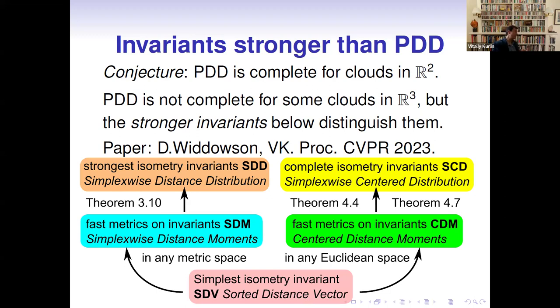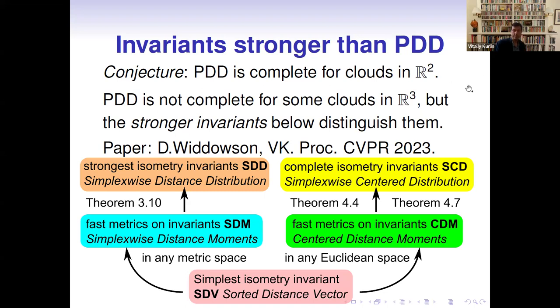But we know that it is not complete in three-dimensional space. So three-dimensional space is larger. There are basically more opportunities to arrange points to get equal distances, and it is not complete. That's why we went further, worked harder, and produced a strong invariant. Yeah, more complicated, but probably complete.